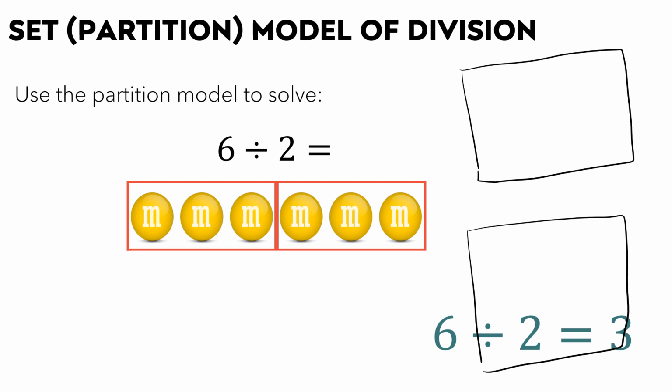Hopefully you see the difference between the repeated subtraction model of division and the partition model of division. With repeated subtraction, you subtract the divisor over and over until you get to 0, and then you go back and look at how many times you could subtract the divisor. With the partition model, you take your dividend and split it into however many groups the divisor says. If it's 2, we split it into 2 groups. If we're dividing by 3, we're splitting into 3 groups. If we're dividing by 5, we're splitting into 5 groups.